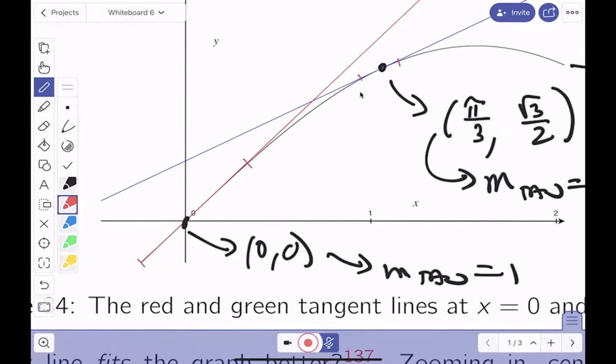Fit region. So I'm going to say not all tangent lines are going to be equal in their approximating ability, right? Depending where you are, it's not bad if you're close to the point of tangency, but once you start to move away from that, it can get pretty bad, all right?